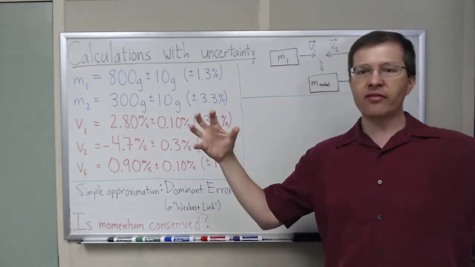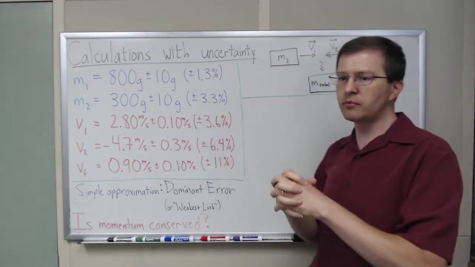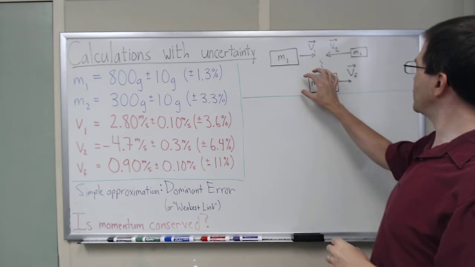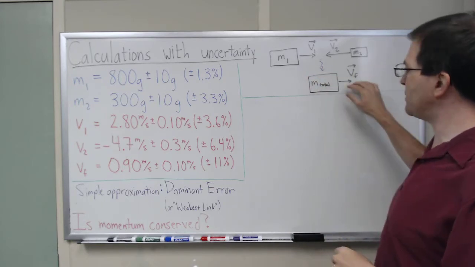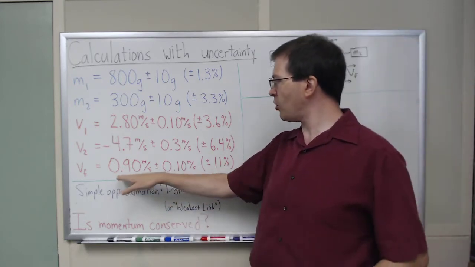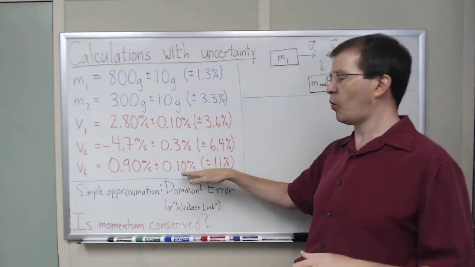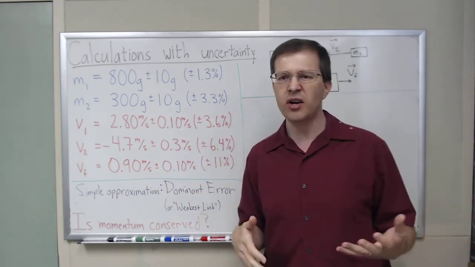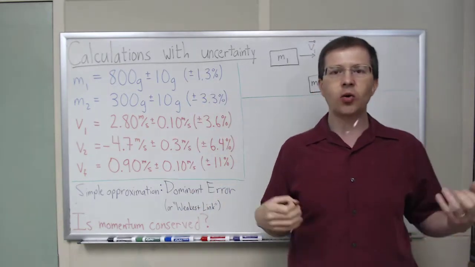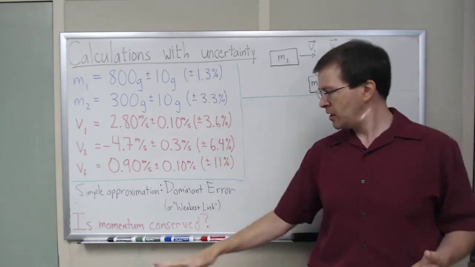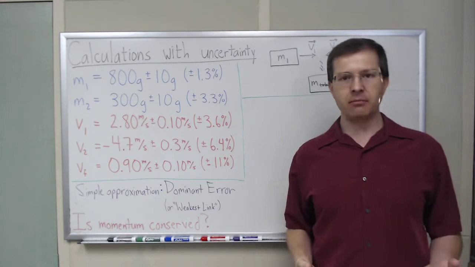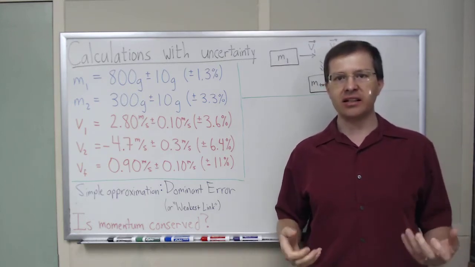And finally, after the two glom together, the total object is moving this way, and the measured final velocity was 0.90 meters per second. And again, moving slower, we were down to that 0.10 meters per second uncertainty. So this is the data we've collected. And the question we want to answer is: is momentum conserved in this collision?